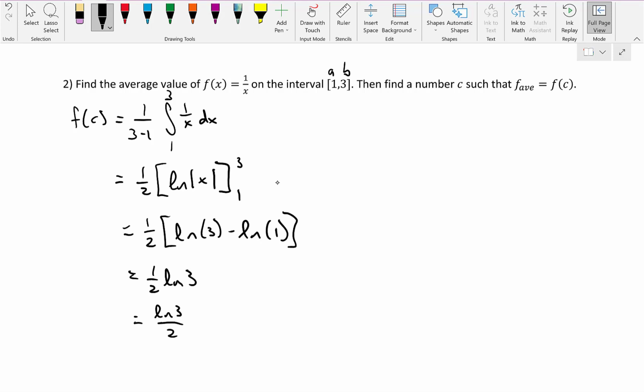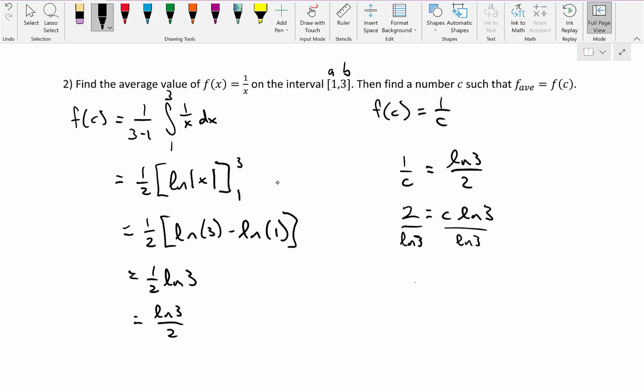We also know that f of c is 1 over c. So we can set these two equal to each other and solve for c. So 1 over c is equal to the natural log of 3 over 2. Or we can cross multiply, right? 2 equals c times the natural log of 3, and then divide out our natural log of 3 to find that c is equal to 2 over the natural log of 3.